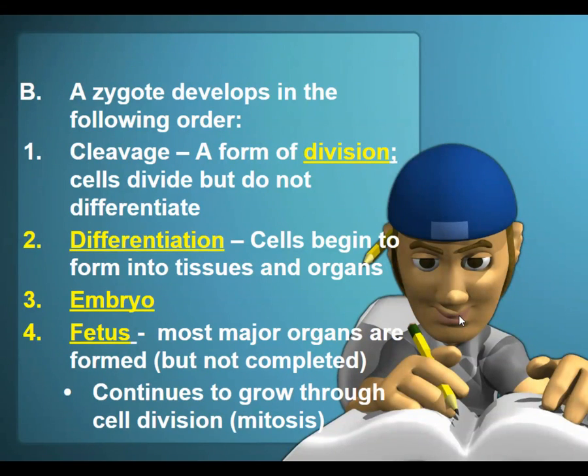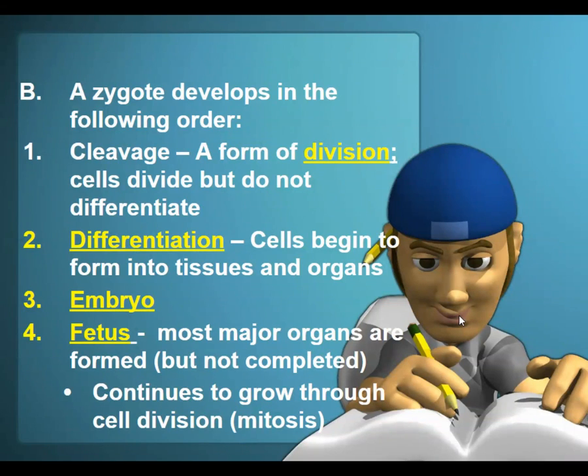A zygote will develop in the following order. It goes through a process called cleavage, which is just a type of cell division. The cells divide quickly, but they don't differentiate. They're all still identical at this point, and it goes on for a couple days. And then it can go through differentiation where the cells begin to form tissues and organs. Then the cells decide what kind of cell they're going to be when they grow up, essentially.